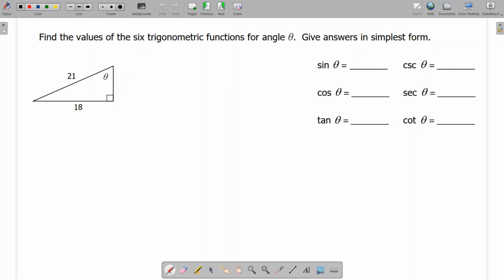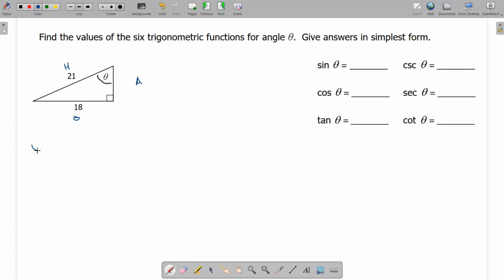Now remember, we have to have all of our side lengths to be able to do this. We have the hypotenuse, and if we're looking at theta here, we have the opposite side. So we're missing our adjacent side. So let's set this up with Pythagorean's theorem. Let's just say that the adjacent side is x.